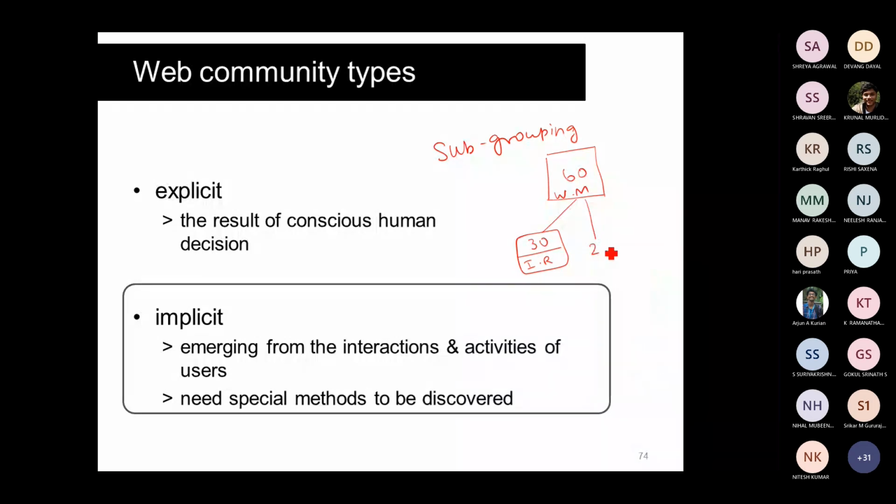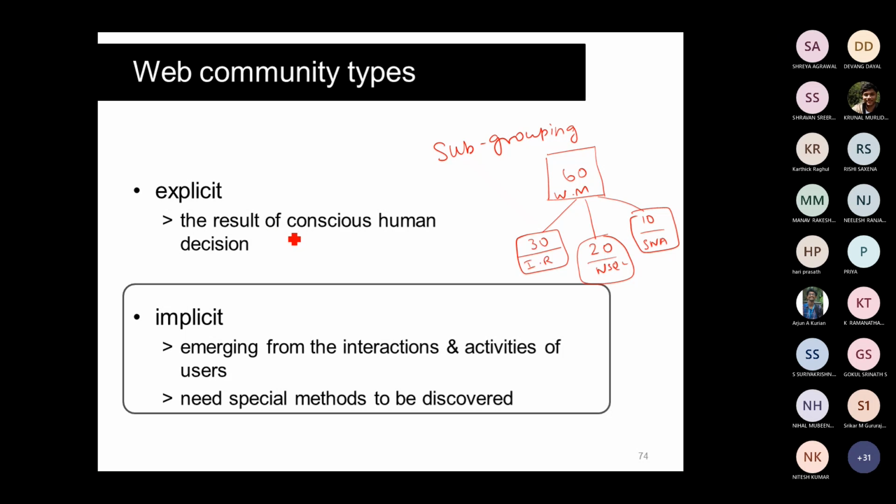Some 20 students are studying NoSQL as an elective. And I can find another 10 people who are studying social network analysis as an elective. So this is how you can identify some subgroup of people based upon some similarity between the users. That is called a web community.